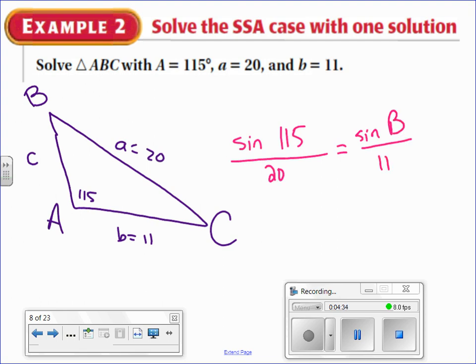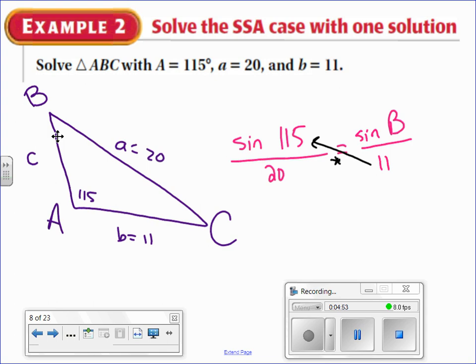So if you're really astute at looking at this closely, you do see a difference from yesterday. We are missing an angle today. Yesterday we were always missing sides. We're still going to use cross multiplication. So you're still going to start off by doing 11 multiplied by sine 115. Let's go ahead and do that together.